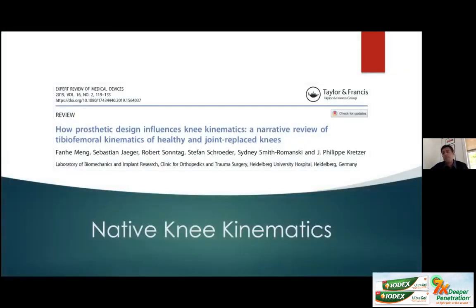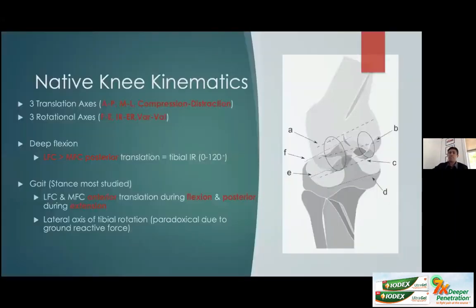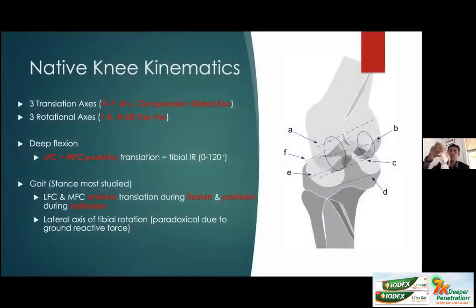So first off, before we think about the kinematics of a total knee replacement, let's consider for a minute from our basic anatomy lessons, what is the native knee doing? What are the forces along a native knee? And as you can see, I have a knee model here. Most of us were taught to think that the knee is just a flexion extension device. It's more like a hinge, but now we note that there are rotational forces, there are translational forces, there are compression distraction forces. So as you can see here, there are 3 translational axes in a native knee: anterior, posterior, medial, lateral, compression, distraction.